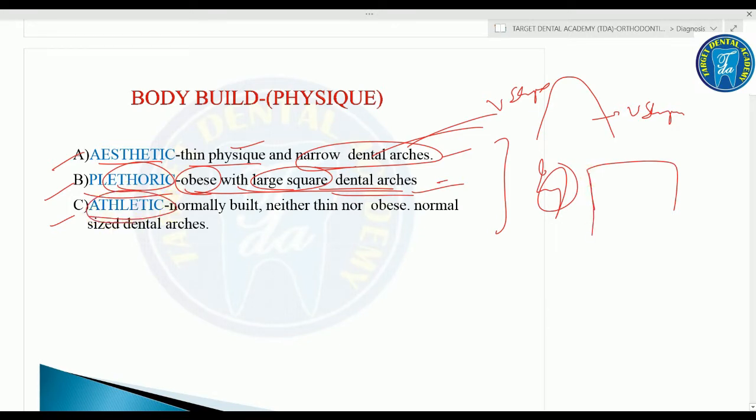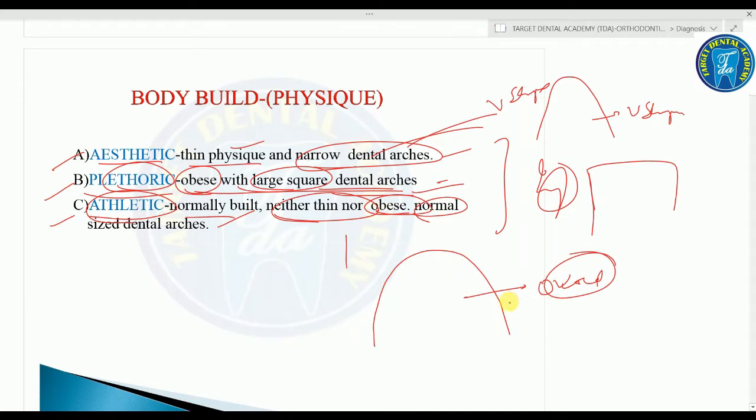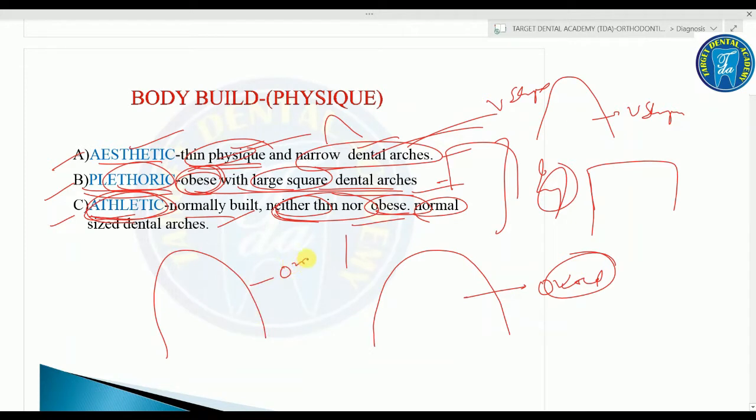And in the athletic patients, the patient has a normal build, neither thin nor obese, and has a normal dental arch. Normal is mostly ovoid dental arches. Fine. So asthenic is a thin physique having a V-shaped arch or narrow dental arches. Plethoric, the patient is obese having square shaped dental arches. And athletic is neither thin nor obese and has normal dental arches, that is mostly ovoid. We usually follow the ovoid dental arches or the ovoid kind of wires in our ortho treatment.